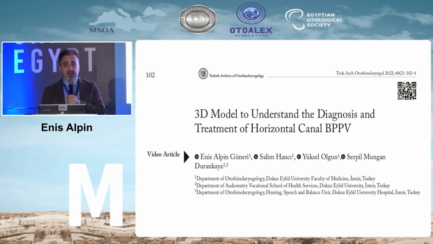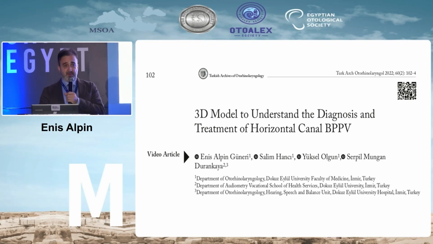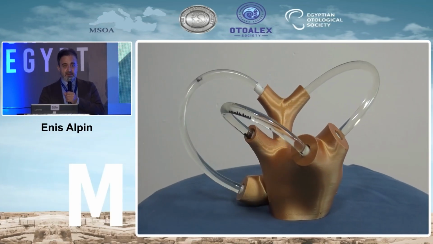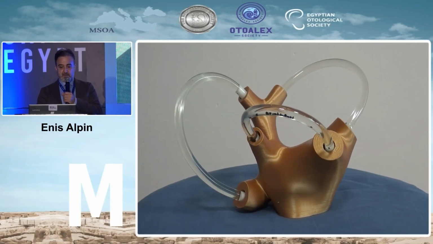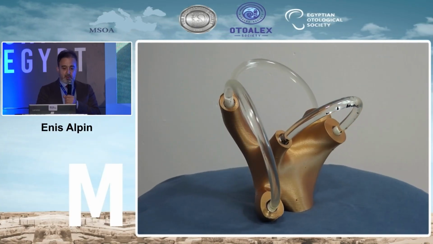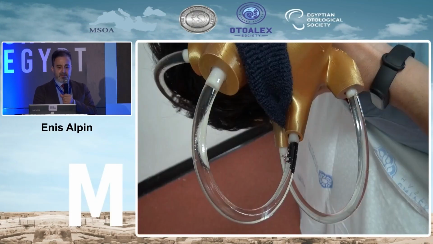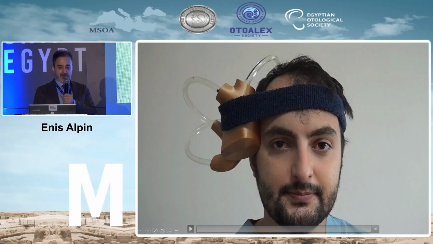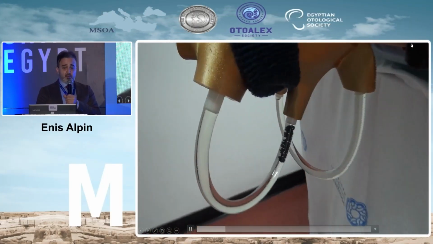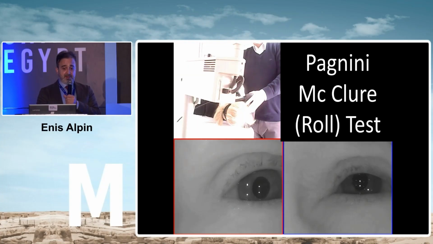In order to understand the mechanisms of horizontal BPPV, we recently made a publication. You can download this from the internet, and also you can print out this model. You can mount this model on the head of a patient and simulate the gravity-induced movements of the otoliths in order to understand the pathophysiologic mechanisms better.